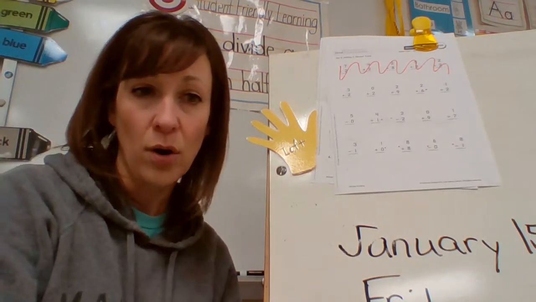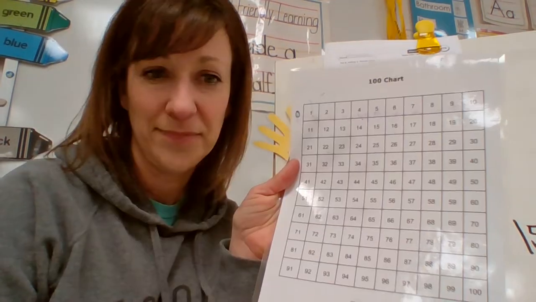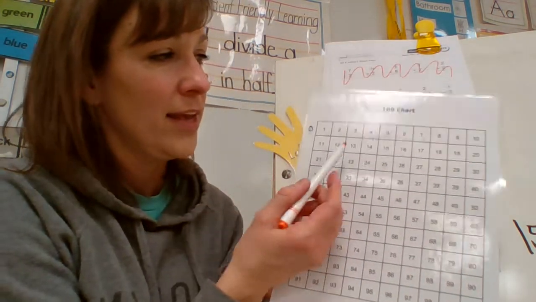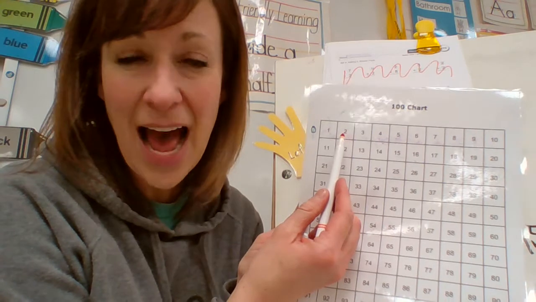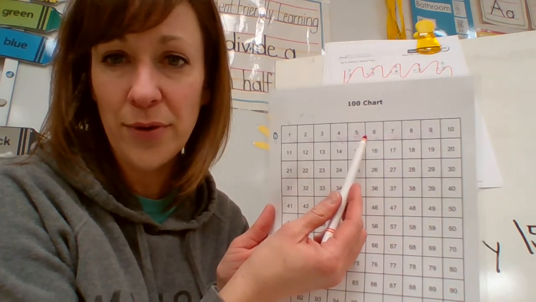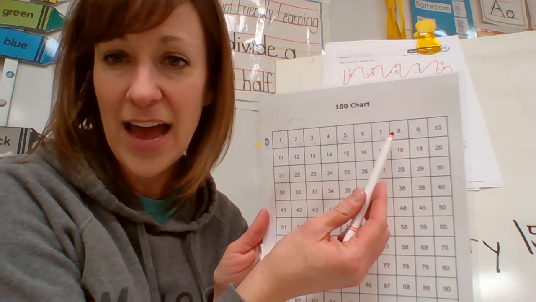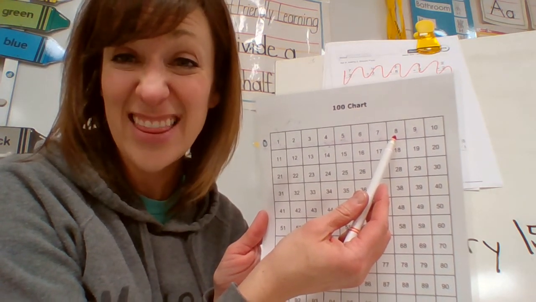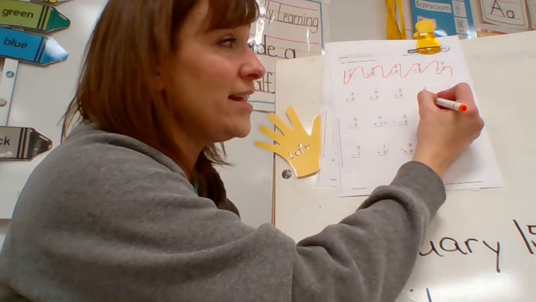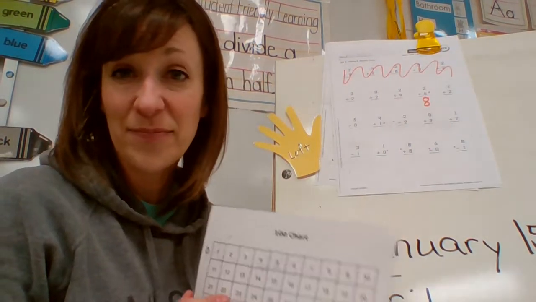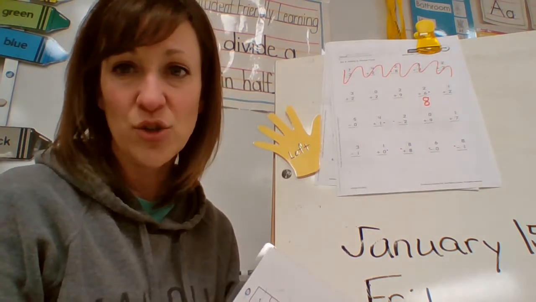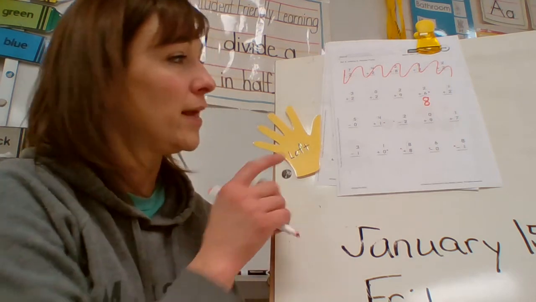Uh-oh, I dropped it. I got to pause this 1 second. I'm sorry about that. My 100 chart dropped on the floor and it went flying. Here is my 2. We need to hop 6 times. 1, 2, 3, 4, 5, 6. There's my 6. We landed on the number 8. So put an 8 on that line. We're reviewing math facts that we have done over the last couple of weeks and months, so some of this should be really easy to you.